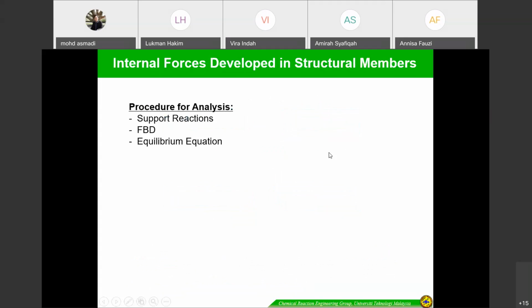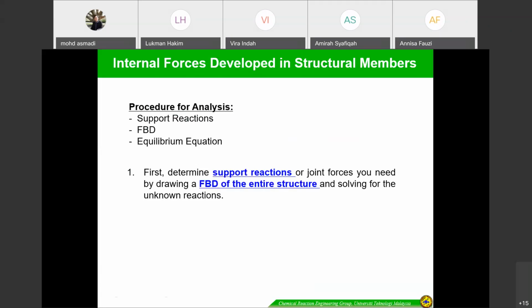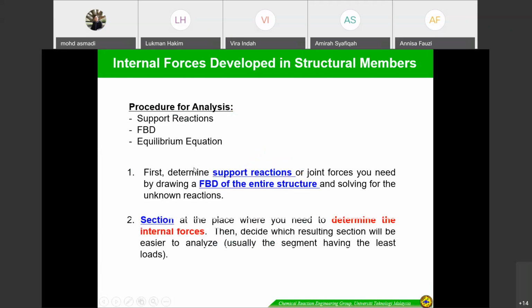Let's see how to do the analysis using the method of sections. First, determine the support reactions or joint forces you need by drawing the FBD of the entire structure, because you want to determine the support reactions. Then section at the place where you need to determine the internal force. You have to cut at any section that is your target section.